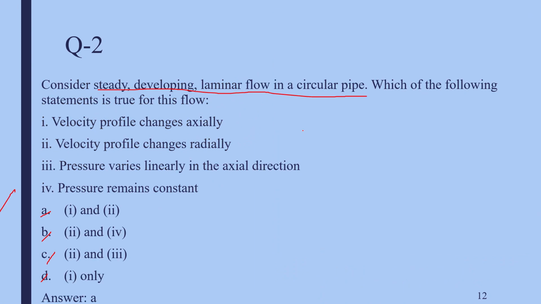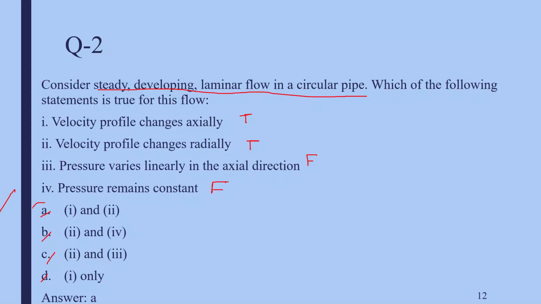Coming back to the question: consider steady developing laminar flow in a circular pipe. Which of the following statements is true for this flow? Option 1, velocity profile changes axially, and velocity profile changes radially. Both statements are true. The third statement, pressure varies linearly in the axial direction, is false. And option 4, pressure remains constant, is again false. So 1 and 2 are the right statements.